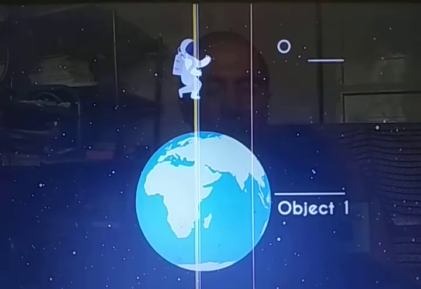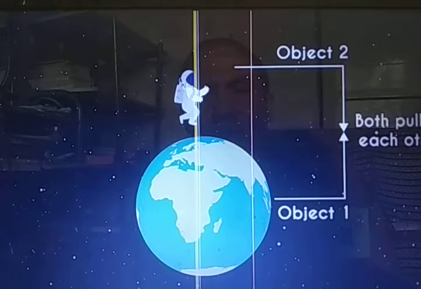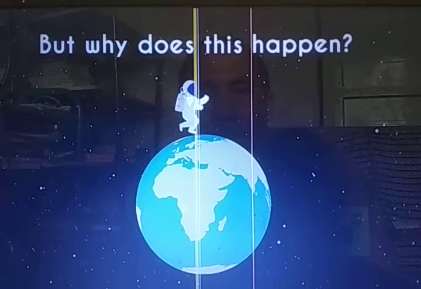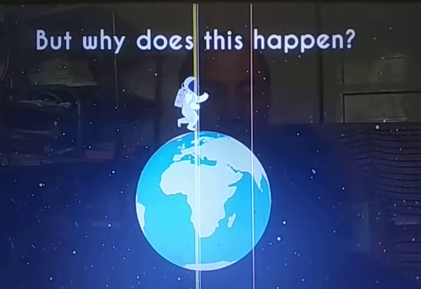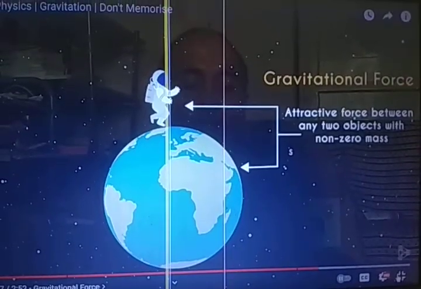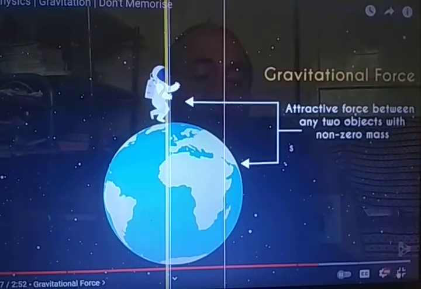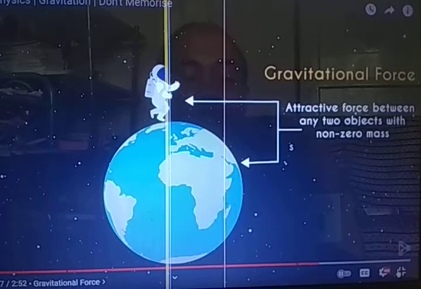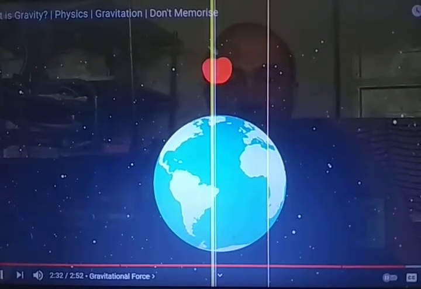In the case of Earth and a human being, both of them are pulling each other. But the question is, why is the human being always falling towards the earth? In simple terms, gravitational force is an attractive force between any two objects with non-zero mass. We have now understood the concept of gravitation.